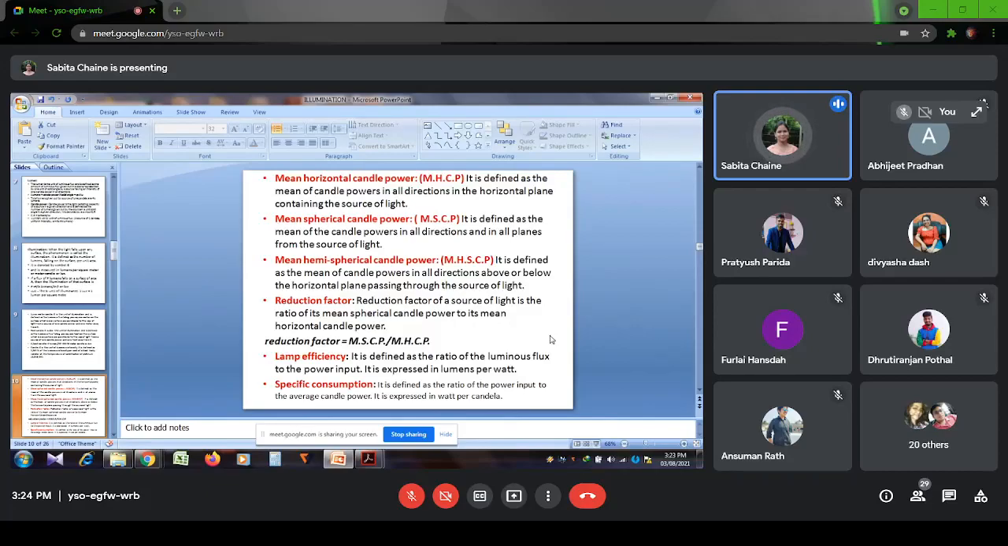Then most important is your lamp efficiency. All of you mention here, it will give that is lamp efficiency. So lamp efficiency is most important. From the lamp efficiency, you will solve some problems.